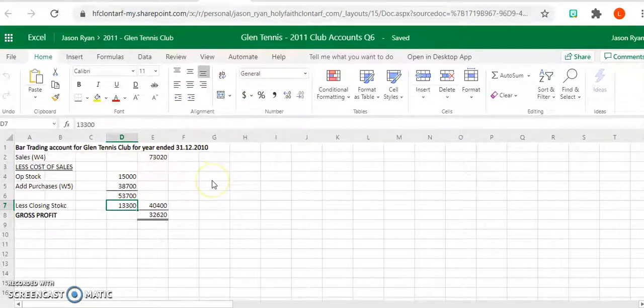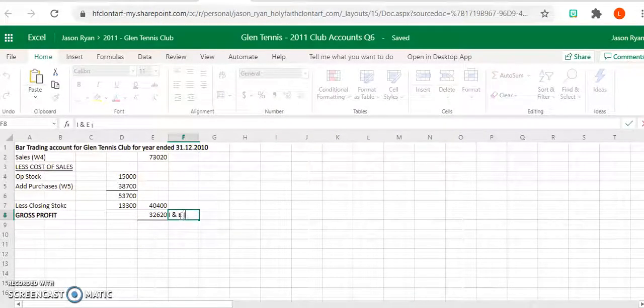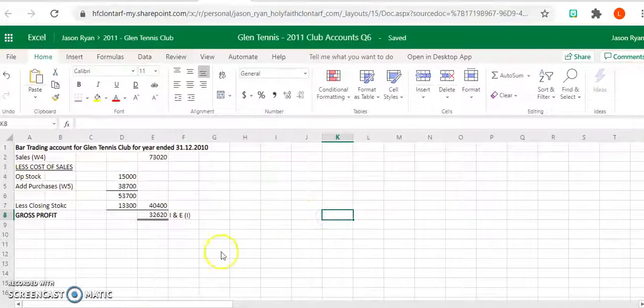So it's a process by process, step by step process when you do your club accounts. So there's not going to be much change to them. So as long as you get into the swing and get into the routine of answering all these questions, you should be okay. And that's your gross profit then, 33,600. So because it's a profit, that'll go to income and expenditure and it'll go on the income side. And that's how you do your bar trading account.